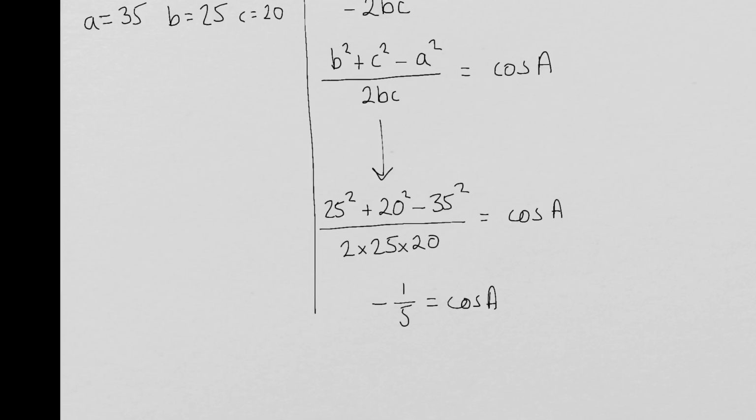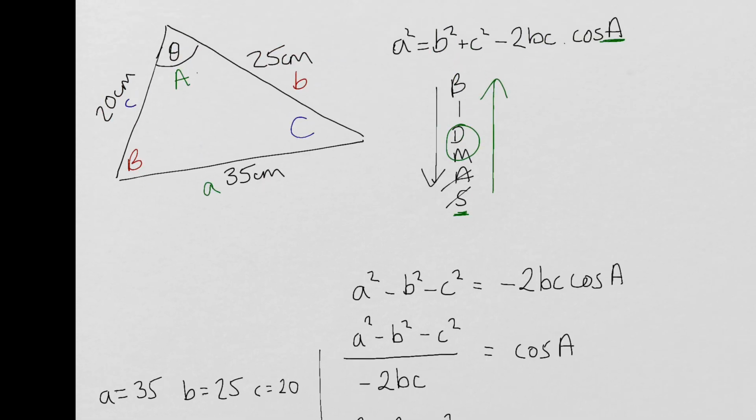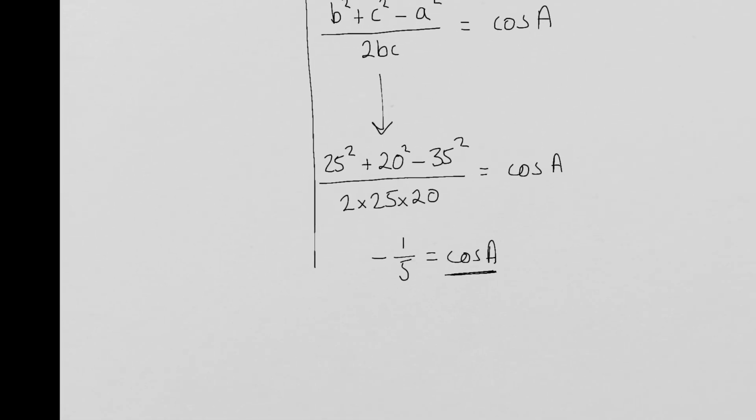Now it's equivalent to cosine of A, because we're looking for an angle. It doesn't seem reasonable, does it, that this angle here is equal to 1/5. Like, that just doesn't make any sense. 1/5 of a degree is absolutely nothing. So we're going to do the same as what we do with trigonometry, and that is to take the inverse function to get the value of A.